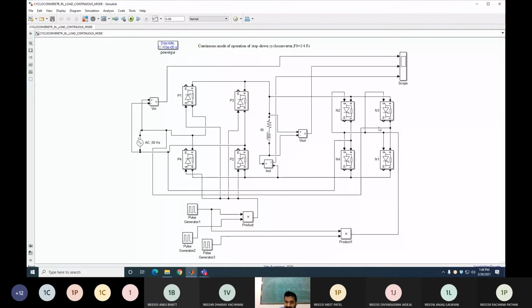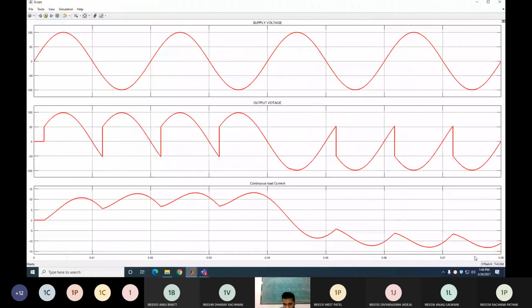The same thing happens for N1, N2 and N3 and N4. Here you can see the simulation. Here first N1 and N2 are turned on, up to this point, 5 pi plus alpha.